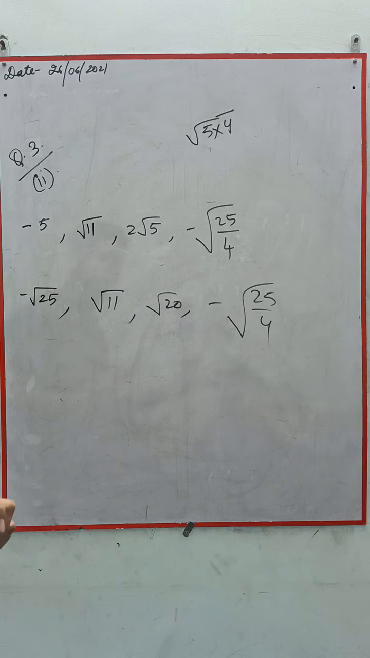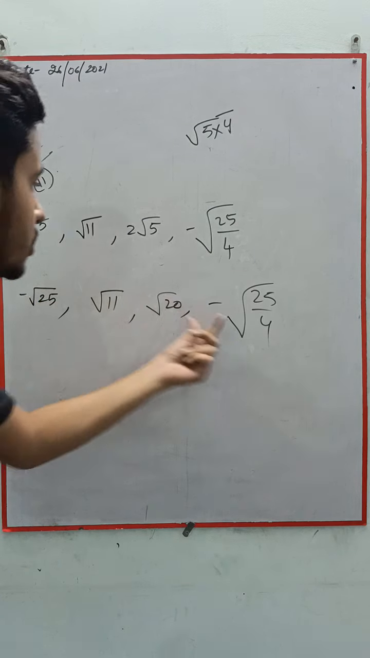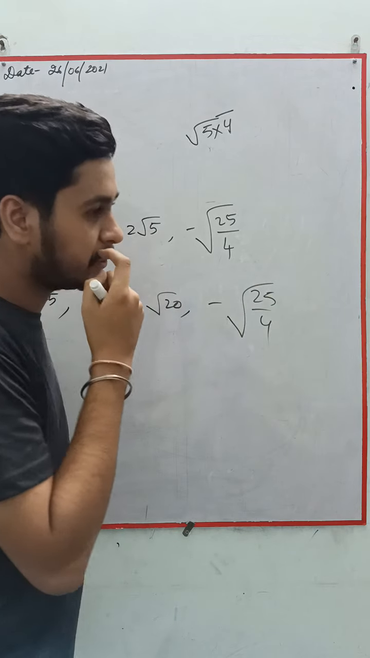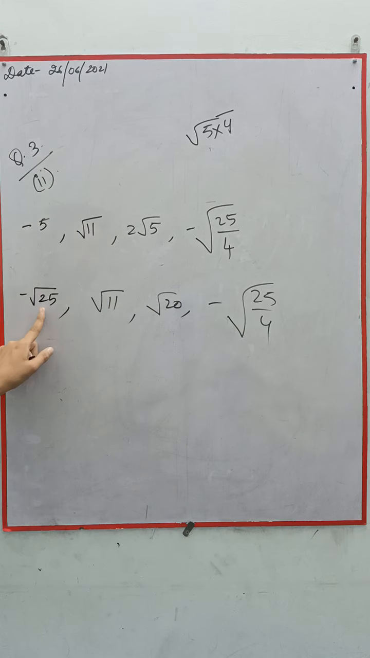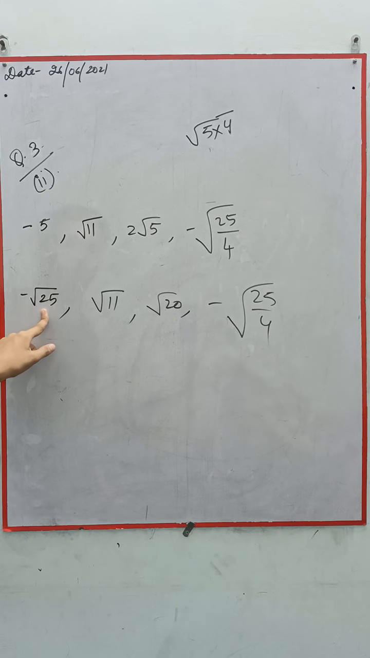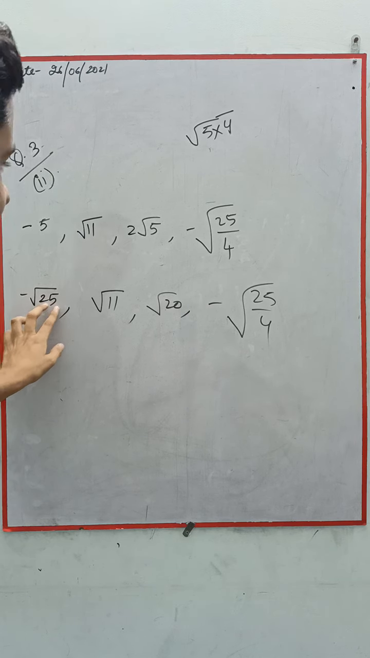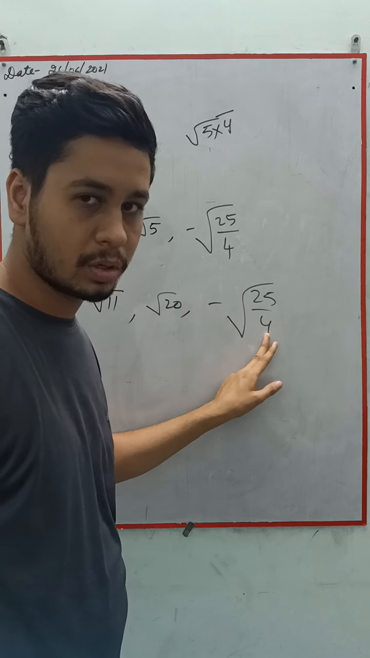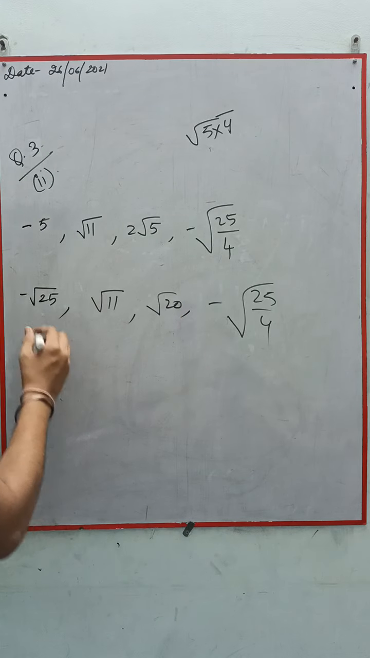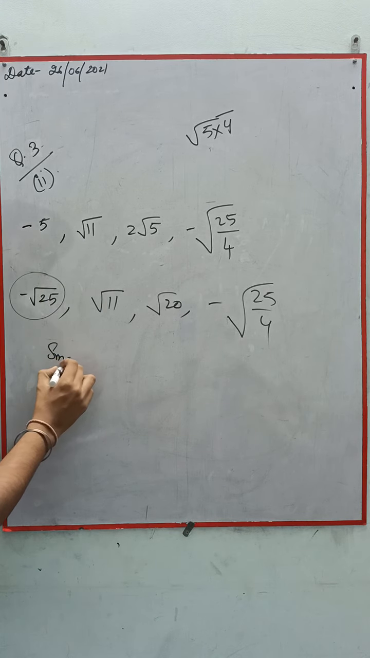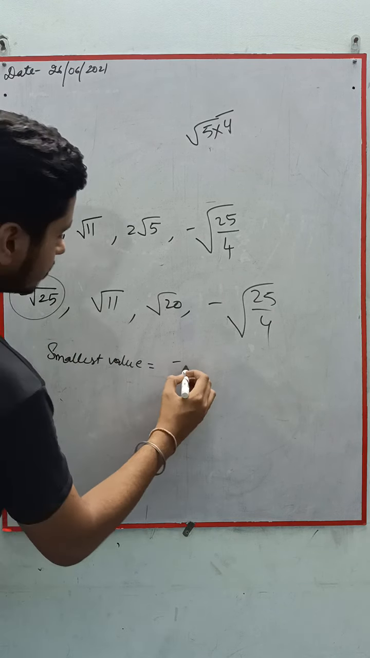Now the very first thing, the basic thing, is that the negative ones are always the smallest. Now among these two also, 25 divided by 4 if you do, you will get 6 point something. No, this is under root of 25 and this is under root of 25 by 4. In the negative, the least value is only the largest one. So from here we say that the smallest value is minus of 5.